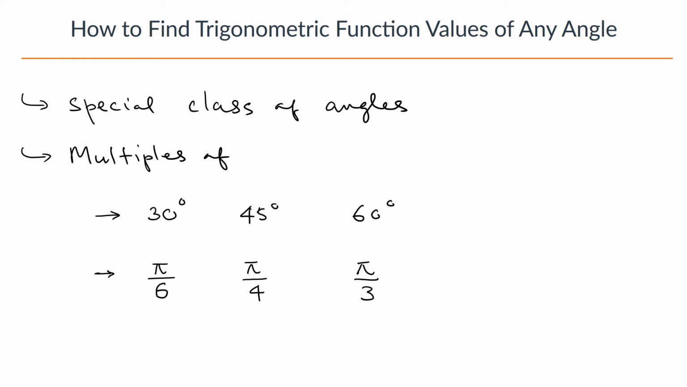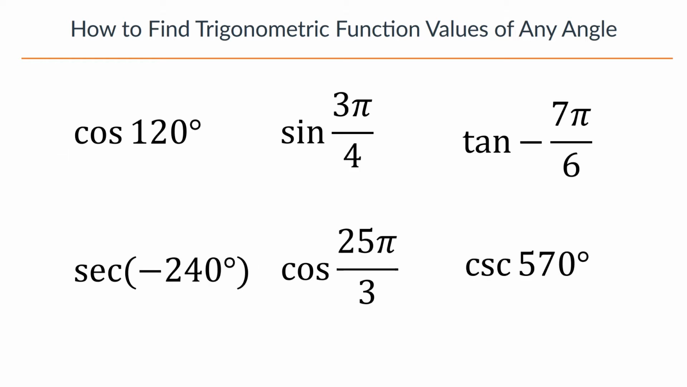After we learn that, we can find values such as cosine 120, sine 3 pi over 4, tan negative 7 pi over 6, cosecant negative 240, cosine 25 pi over 3, or cosecant 760. These are some examples that you can do after we learn the method here.